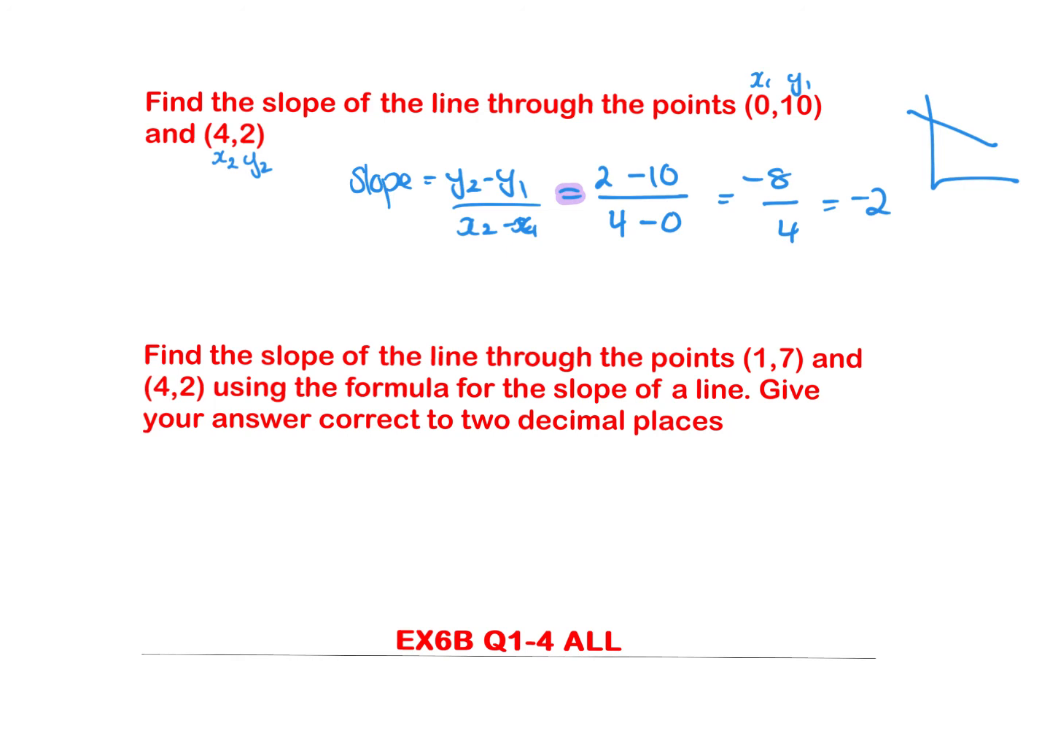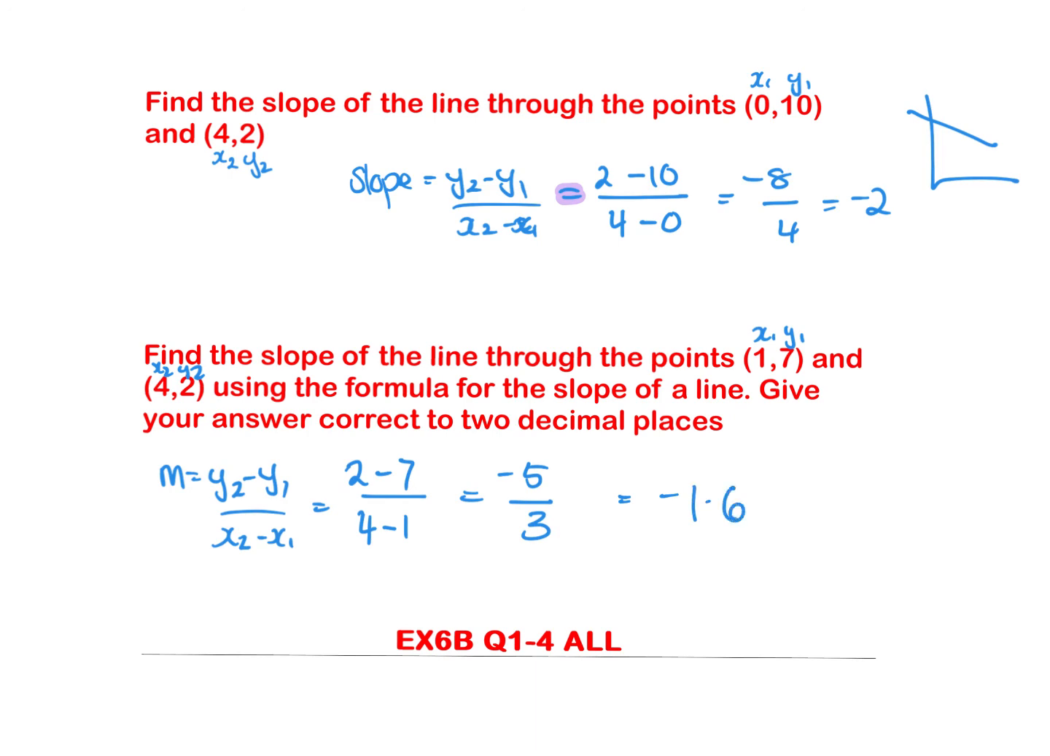Okay, find the slope passing through the points, and using the formula for the slope of the line, give your answer correct to 2 decimal points. So it's just worded out. We can still do exactly what we're doing now. I'm going to write the formula out because they've asked me to show that, so I better do that. So I've got 2 minus 7 over 4 minus 1. So I get negative 5 over 3. So it says 2 decimal places. So what's that going to be? Negative 1.67. Okay.